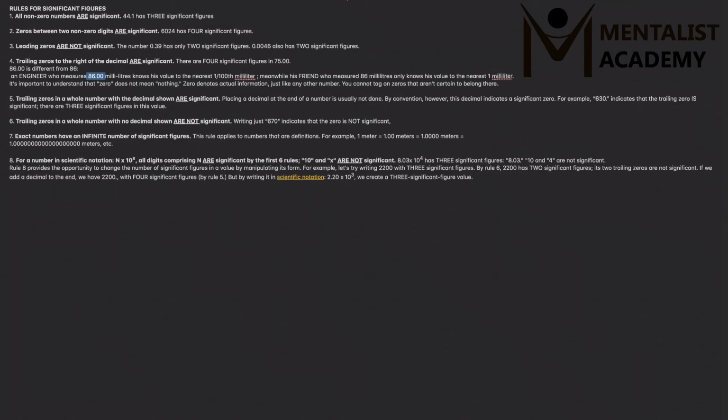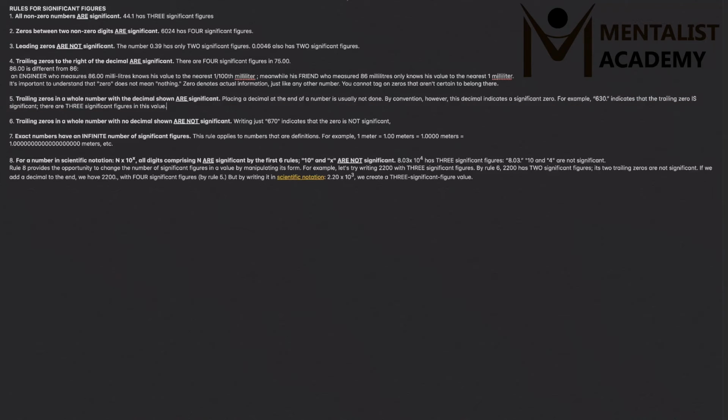Let's see another point. The fifth point says trailing zeros in a whole number with the decimal shown are significant. Look, trailing zero in a whole number. For example, suppose 630 is the whole number. So in this, the trailing zero with the decimal shown, there is a decimal shown in this number.